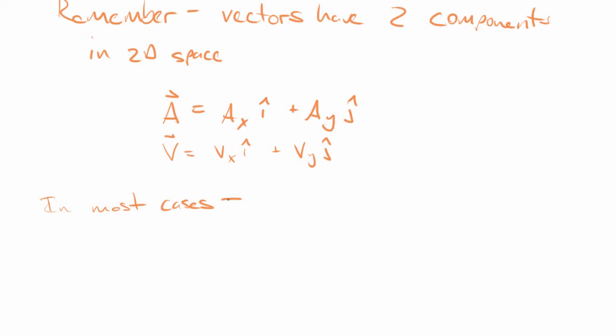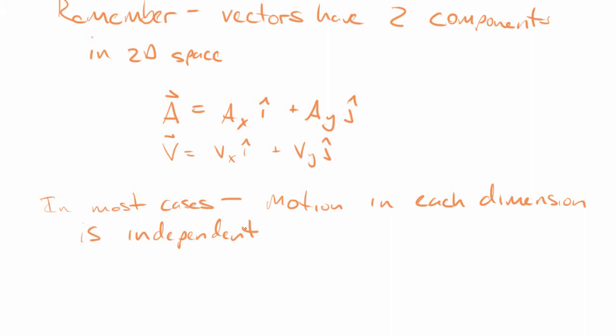Now, in most examples of motion, motion in one dimension is independent of motion in the other dimension. In other words, the motion in each dimension is independent. So if you have something that's traveling horizontally, the speed and the acceleration in the horizontal direction does not affect the speed and the acceleration in the y direction. The motion is independent. What that means then is that we can take a single 2D problem and break it up into two 1D problems.